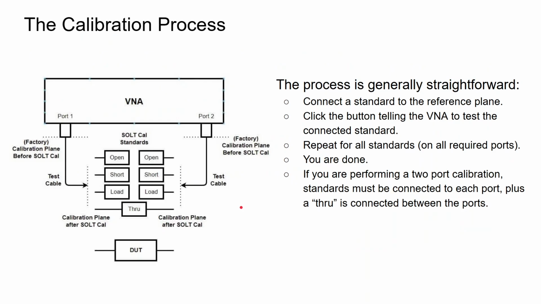So the process, let's review this one more time. Generally straightforward. We connect each of these standards to our mechanical reference plane, the point where we're going to establish the reference plane. We click the button telling the VNA to test for that particular standard. There will be a button unique to each one of these four. We repeat for all standards on all required ports. If we're doing one port or two port, we still have to touch the port connections with each of these standards. And then you're done. That's it. If you're performing a two port, you just got to do it on both sides.